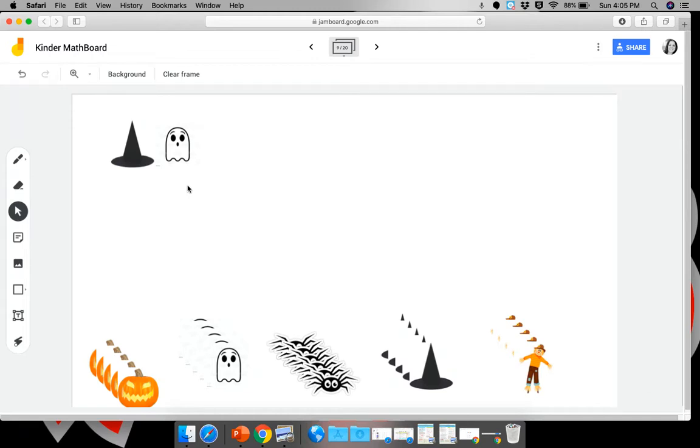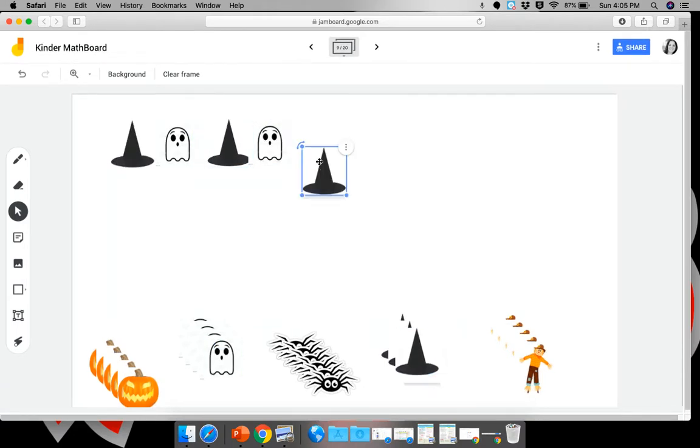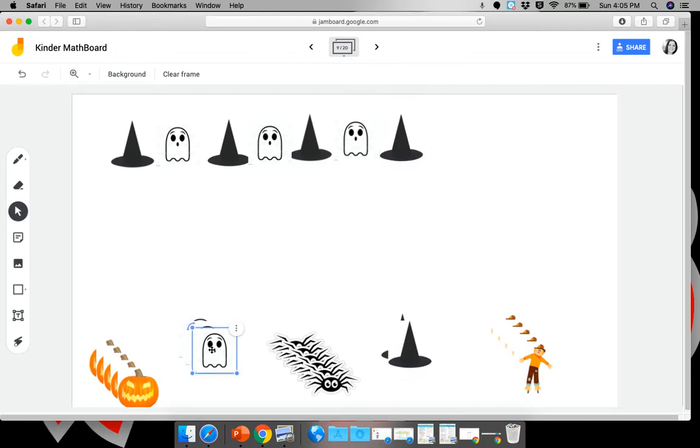So let's read our pattern together. Hat, ghost. What comes next? Hat, ghost. Keep saying it. Say it with me. Hat, ghost. Very good. One more time. Hat, ghost. Perfect. All right, let's read this pattern out loud together. Put your finger in the air and point to my hat. Here we go. Hat, ghost, hat, ghost, hat, ghost, hat, ghost. Oh, great job, friends.